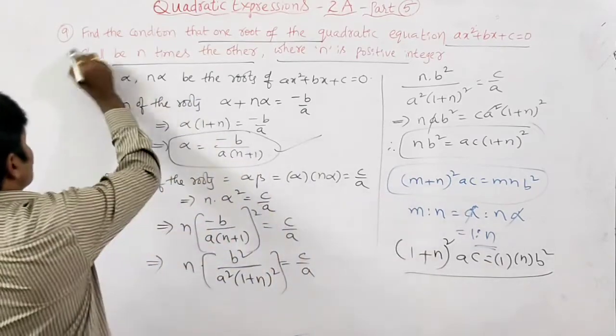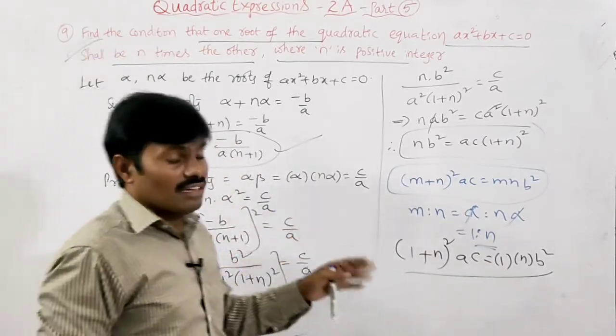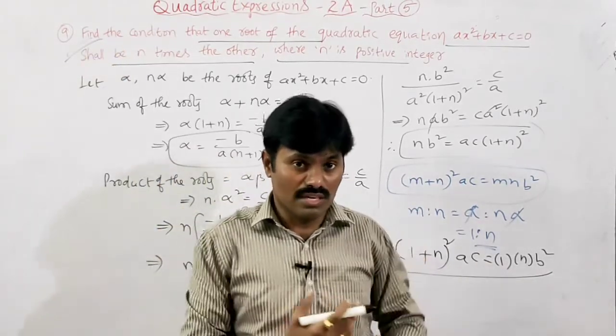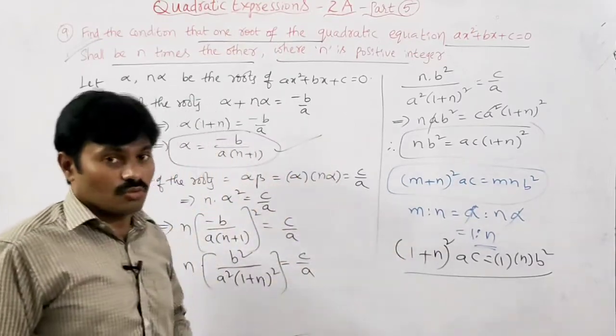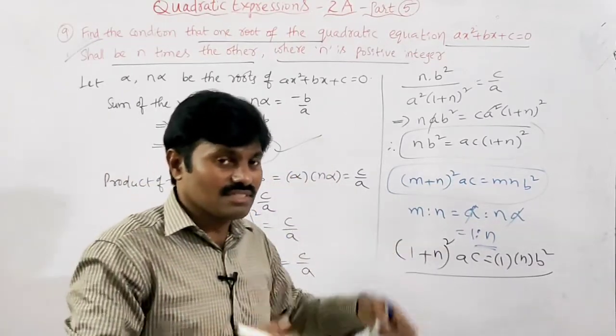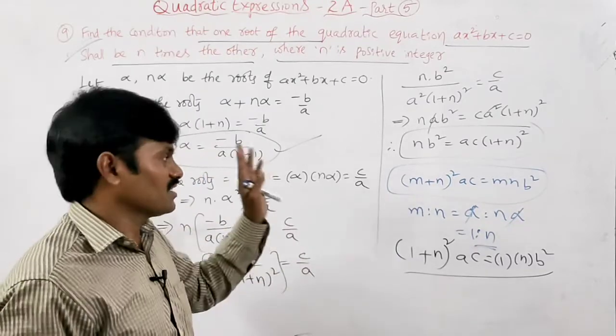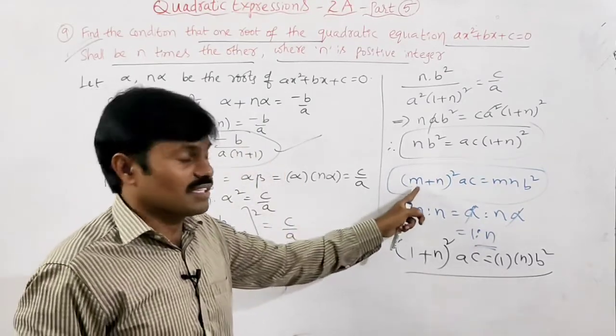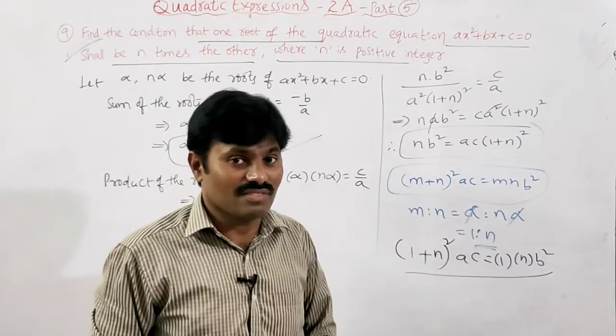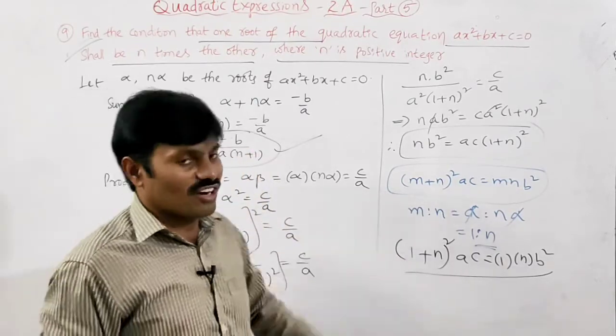So it is the most important one. Just remember the condition if they give the ratio. In our weekend exams, they will give one question based on this ratio, that is (m plus n) whole square into a c is equal to m n b square. I will give a model question also.